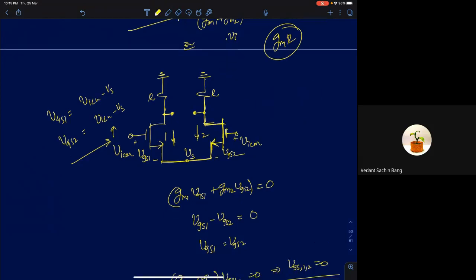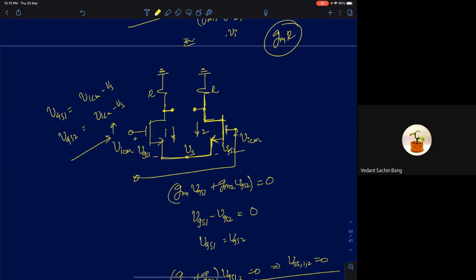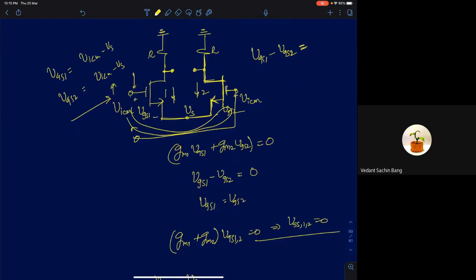In fact, you can show that by writing Kirchhoff's law in this loop. What is VGS1 minus VGS2? You can traverse in this loop. Since it's VGS1 minus VGS2, it's not 2 VCM. Look at it this way. If you are traversing this loop, first you encounter VGS1, then you have VGS2. So you get VGS1 minus VGS2. So that's the voltage difference.